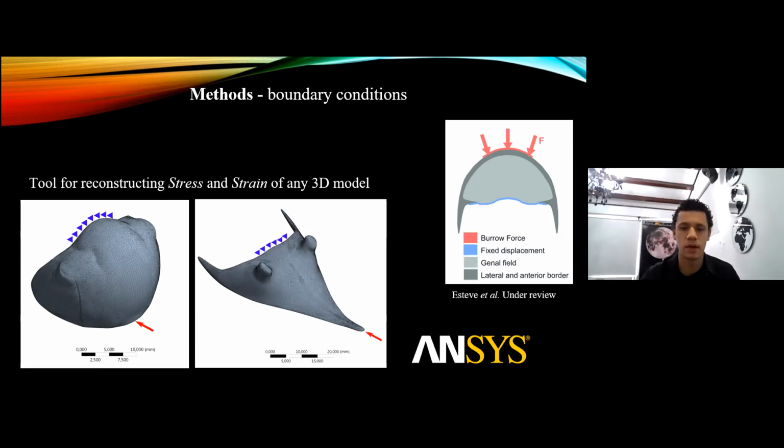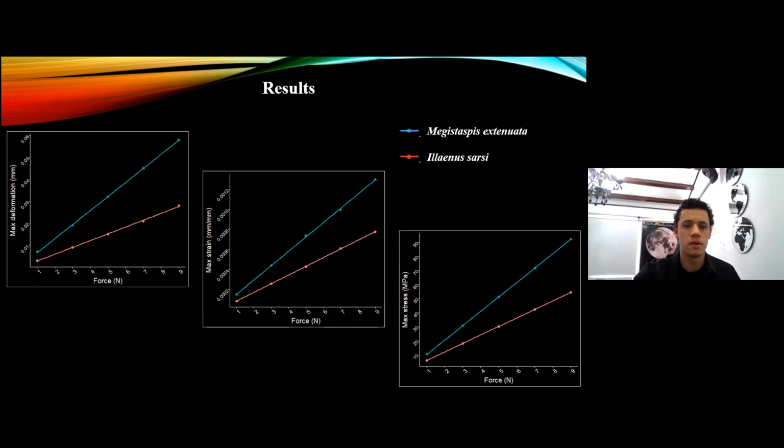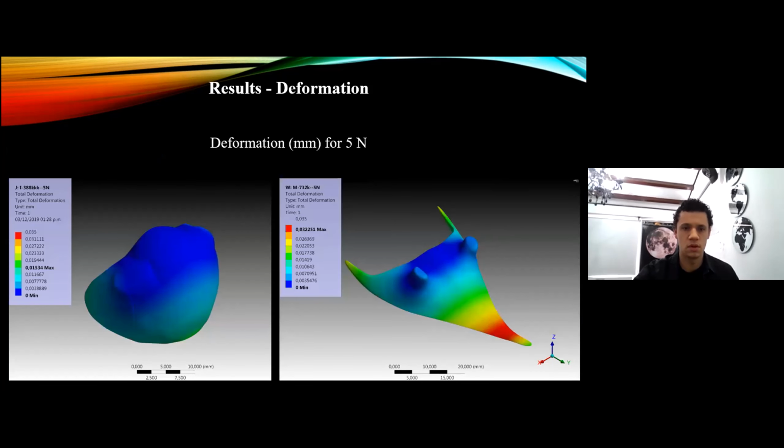Okay. And this is the same way that Esteve and collaborators used in the work under review. So we obtain maximum deformation, maximum stress and strain for each of the models. And as we can see here, it's very evident that Megistaspis extenuata constantly presents higher values of the 3 components measured in all the applied forces. For the rest of the presentation, I'm going to show you just the results for both species at 5 Newton, because they were all very similar in aspect, just for visualization.